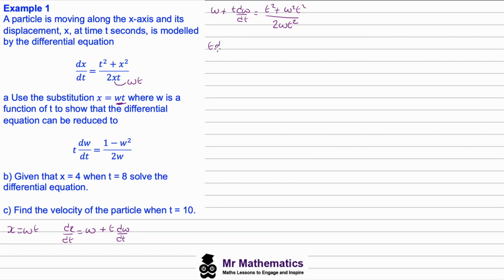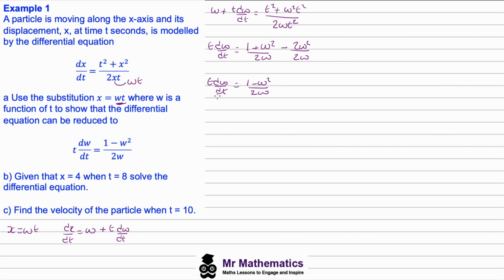So t dw over dt will be 1 plus w squared over 2w minus this w here. But I can use equivalent fractions to give it the same denominator, so this will be 2w squared over 2w. So now I can simplify the right hand side. So t dw over dt will be 1 minus w squared over 2w.